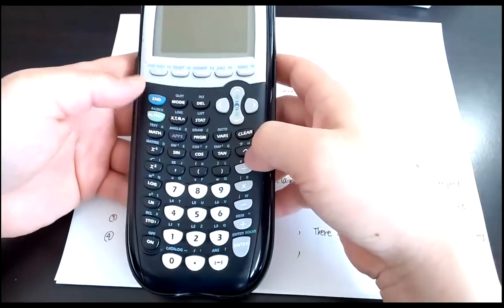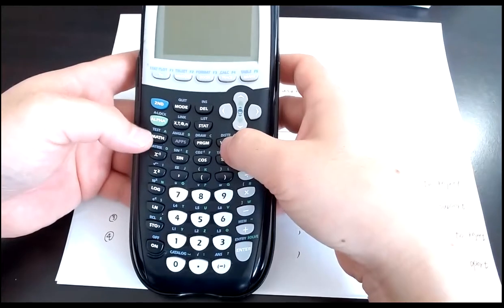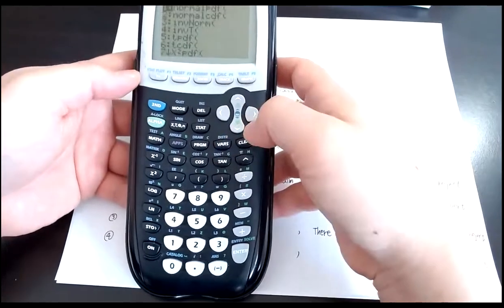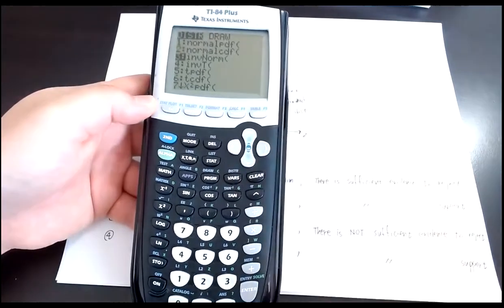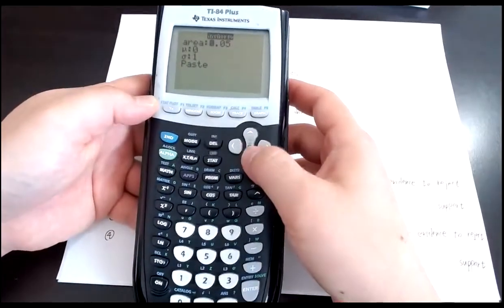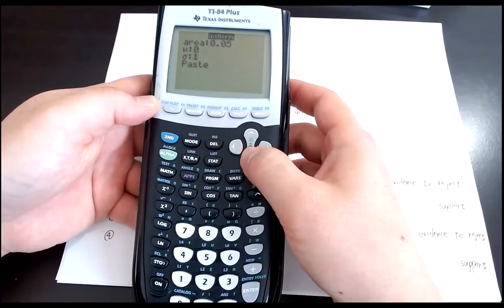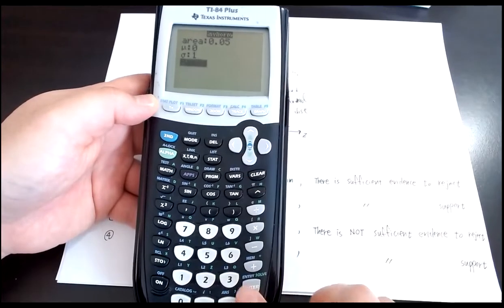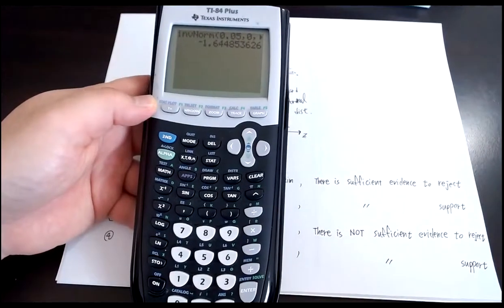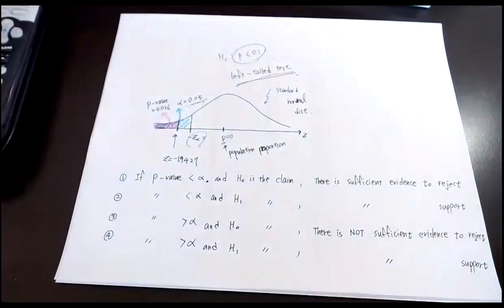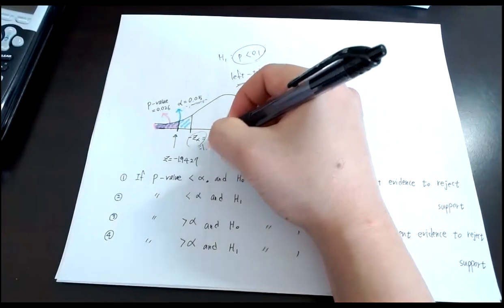Okay, so we go to distribution. Press second, and then press VARS. Then you see inverse norm right there. Okay, so area 0.05, mu 0, and sigma 1. Then click, and you get negative 1.64 approximately, right? So this is negative 1.64.